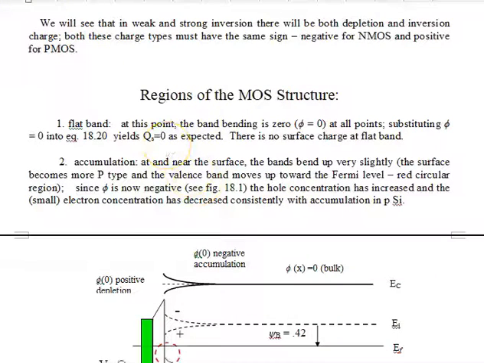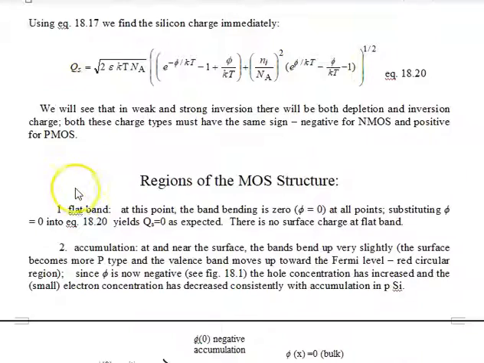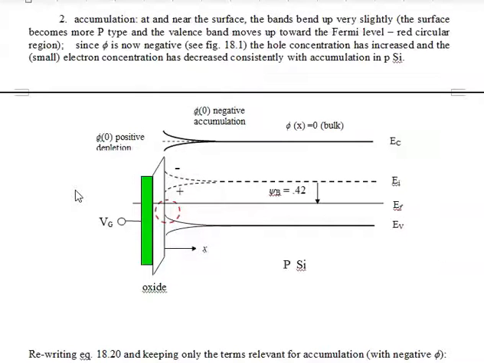So let's look now at the region. First region is probably the easiest one, and that's the one we always start with. That's a flat band. So all the bands are completely horizontal. Phi is equal to 0. Put in phi is equal to 0. Plus 1 here, minus 1 cancels out. Phi is 0, cancels out. 0, 0, 0 here. This is 1, minus 1, that's 0. And of course, phi is 0. So the Q sub s is 0, exactly as we would have expected.